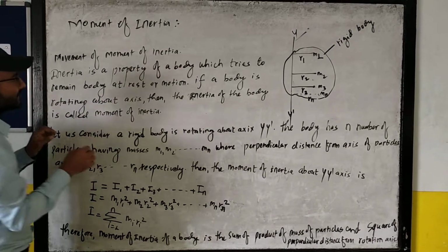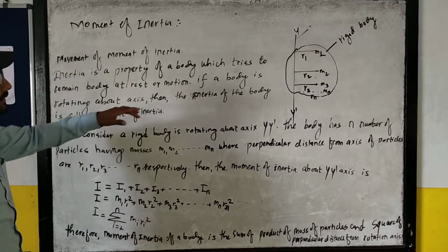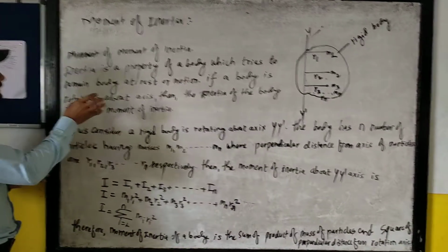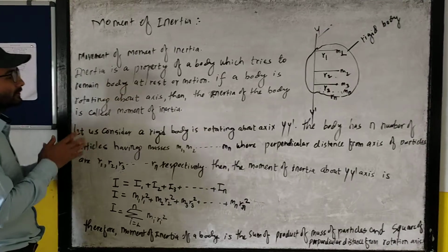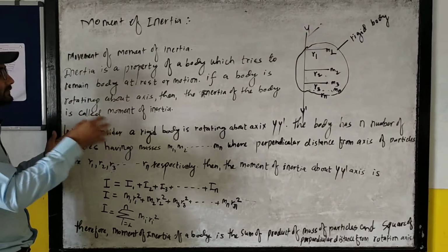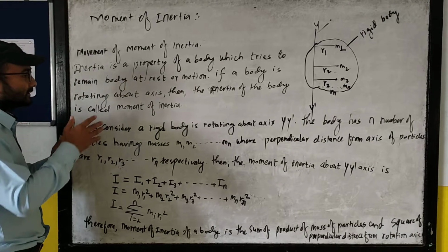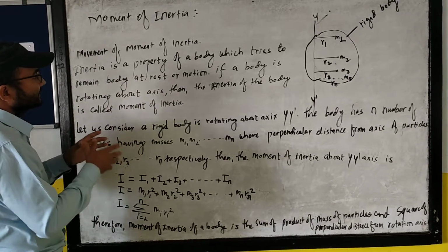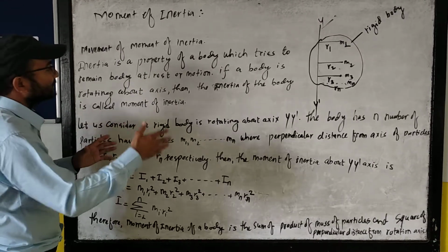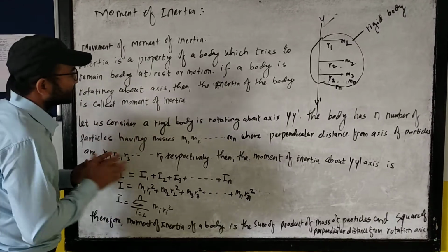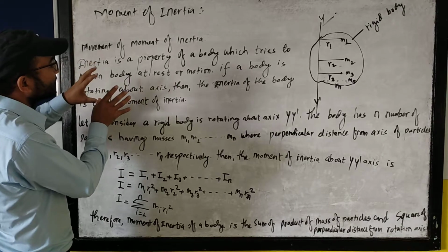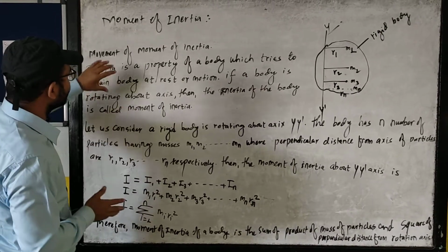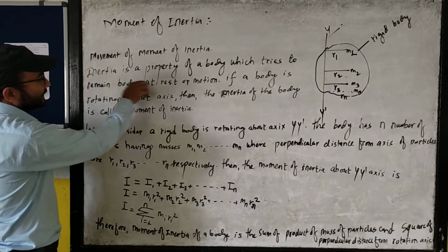What is inertia? Inertia is a property of a body, the property which tries to keep the body at rest or in motion. Suppose any body is at rest, it keeps at a rest position. It doesn't let any object go into a motion state. If any object is in motion, then it doesn't let that object go to a rest position. The property that keeps any object in its state of rest or state of motion, we call inertia, which I have written here.